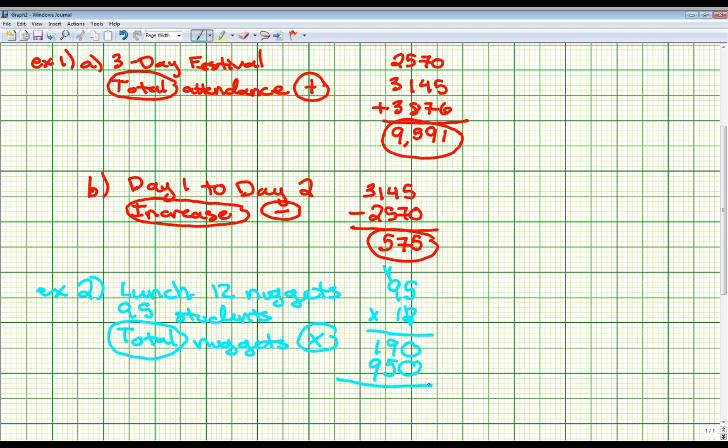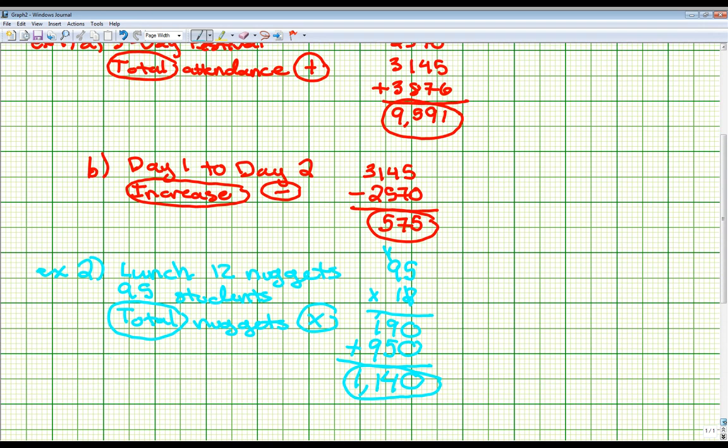The last step here is going to be adding up my 2 columns. So I have a 0 in this section, 14. So I'm going to carry the 1, write down the 4, and an 11, which means there are 1,140 total chicken nuggets that have been purchased.